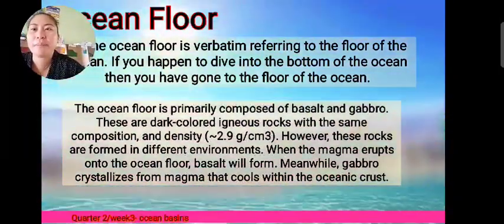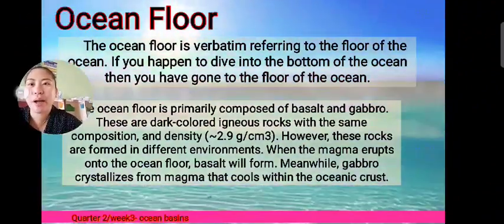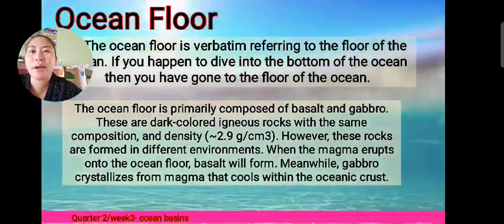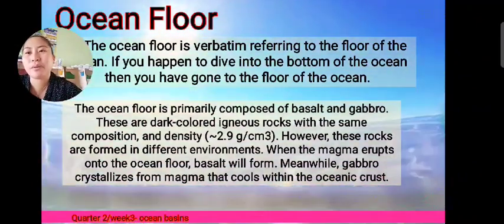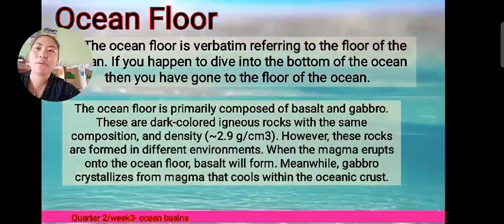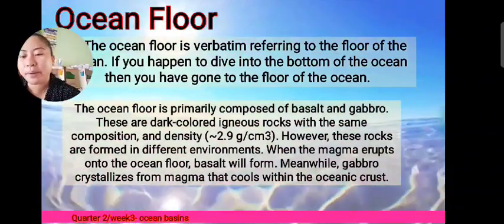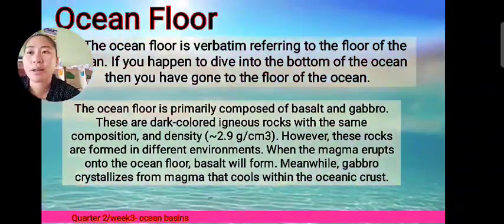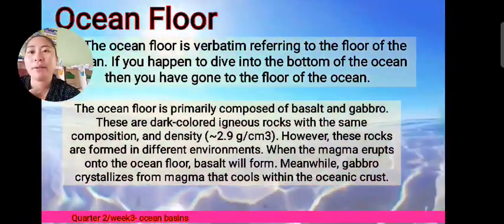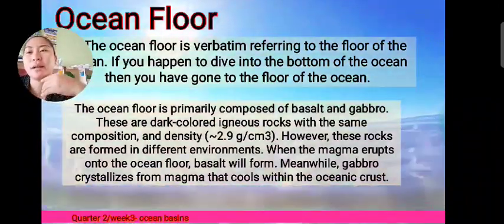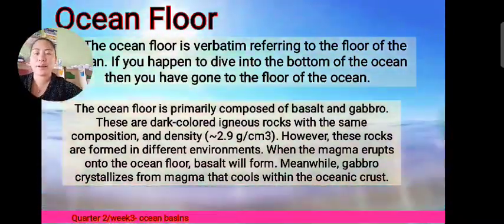The ocean floor is primarily composed of basalt and gabbro. These are dark-colored igneous rocks with the same composition and density. However, these rocks are formed in different environments. When the magma erupts onto the ocean floor, basalt will form. Meanwhile, gabbro crystallizes from magma that cools within the oceanic crust. So, if you still remember our class in the first quarter, we have two crusts, di ba? We have the continental crust and the oceanic crust. So, here in the ocean floor, we have the oceanic crust, which is composed of basalt and gabbro, which are dark in color.